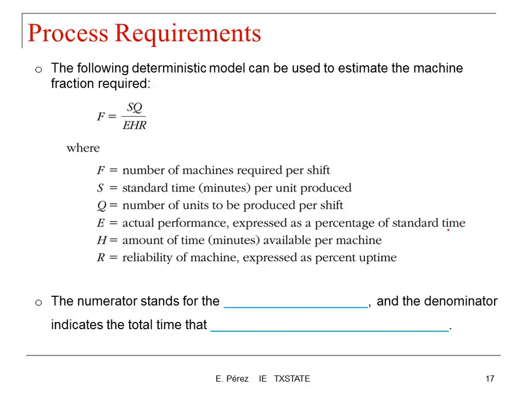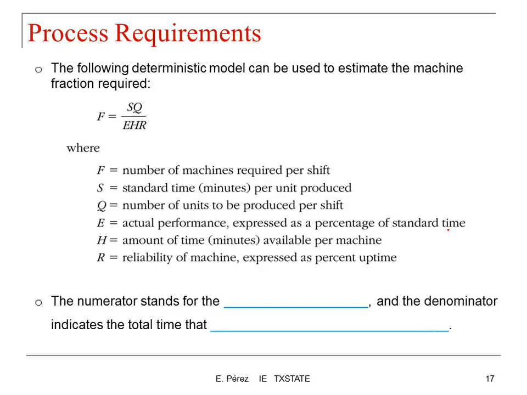where F stands for the number of machines required per shift. S is the standard time in minutes per unit produced. Q is the number of units to be produced per shift. E is actual performance expressed as a percentage of the standard time. H is the amount of time in minutes. So again, units are very important. We are going to keep our units in minutes available per machine. And finally, R is the reliability of the machine expressed as percent of uptime.